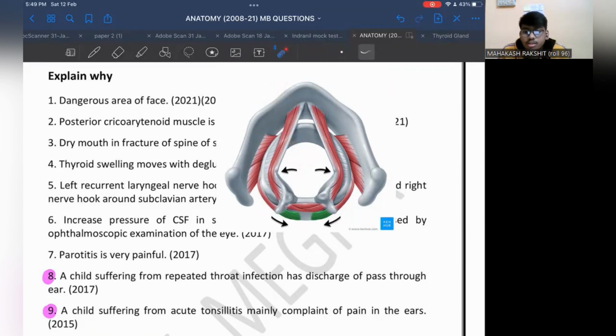The rest of the muscles all help in adduction of the vocal folds. So if there is any injury to this muscle, or if this muscle cannot work, then the vocal folds will come together, will get adducted, and the airflow will get compromised, and the patient may die also. That is why this posterior cricoarytenoid muscle, being the only abductor of the vocal fold, is called the safety muscle of the larynx. Right? Okay. Let's go to the next question.